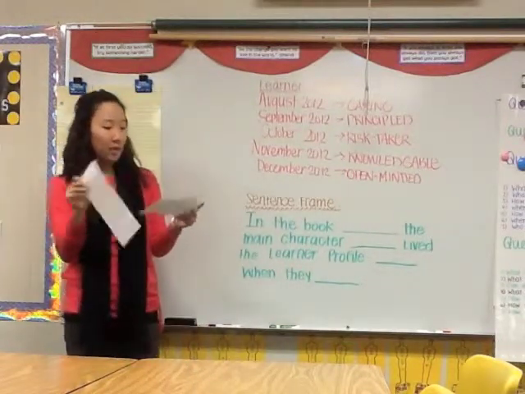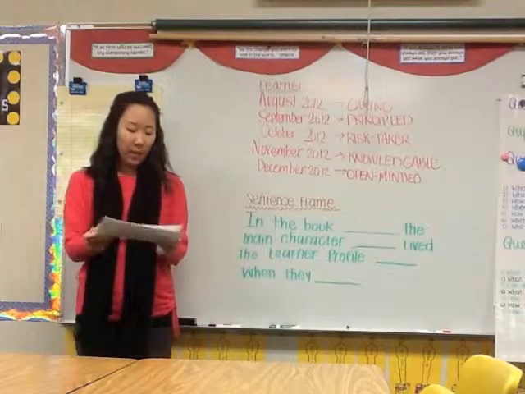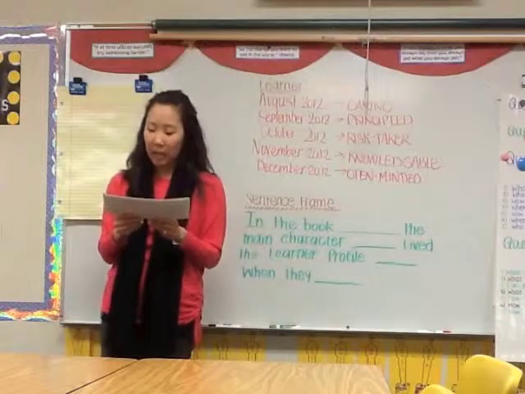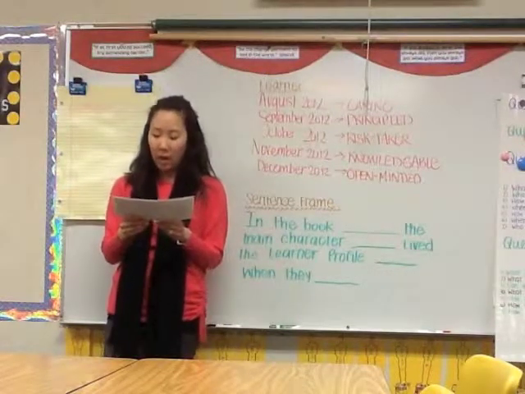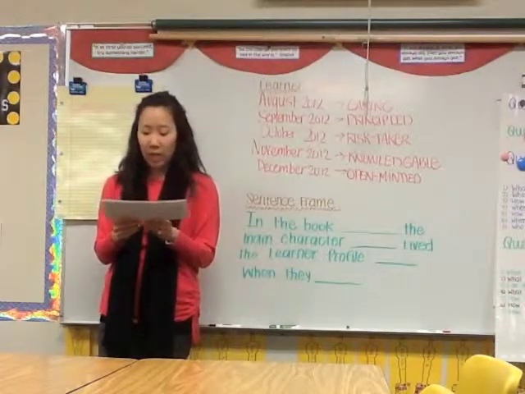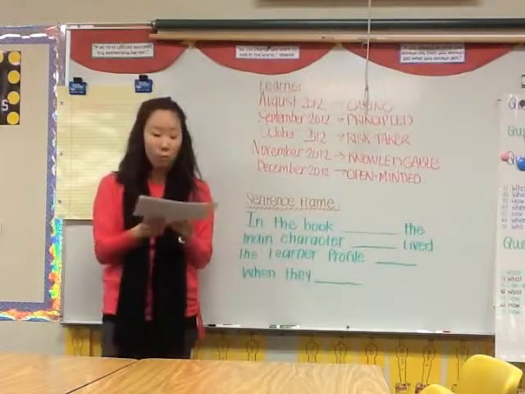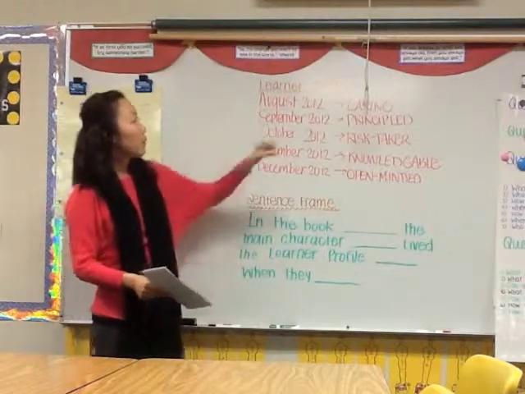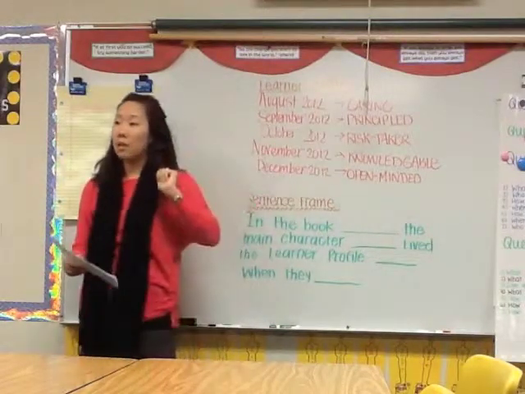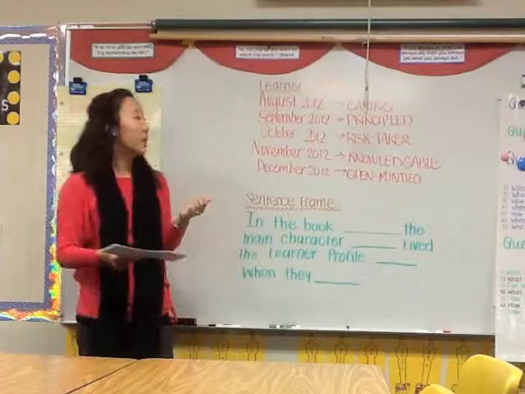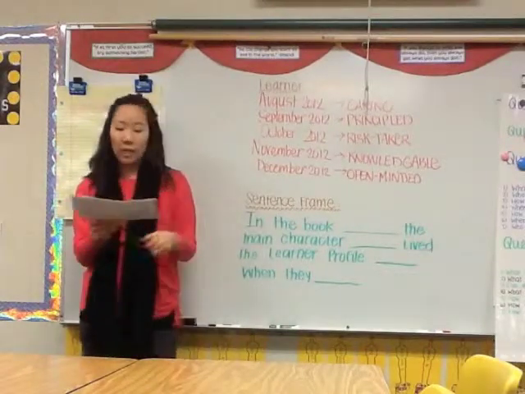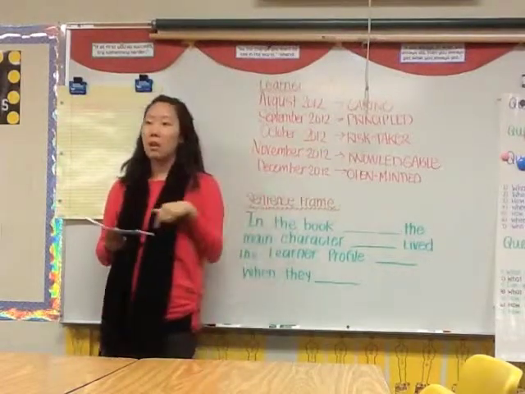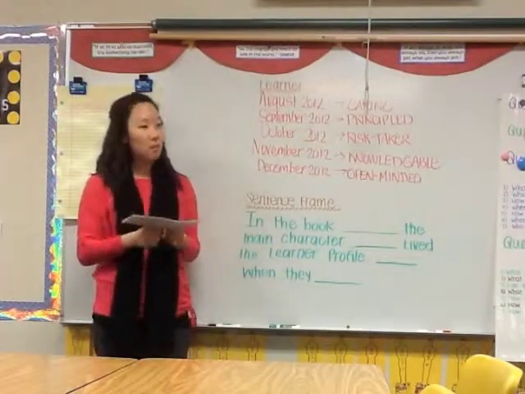So let me go over the next one. Here we go. It says, in the book, Katie's Trunk, the main character, Katie, lived the learner profile caring when she went back to the house to protect her family's stuff. Ooh, I really like that because there was another character trait of being caring, but for a different reason. Do you guys agree that Katie might also be a caring person as well as a risk taker that we have seen before?